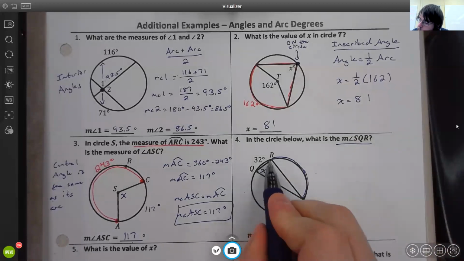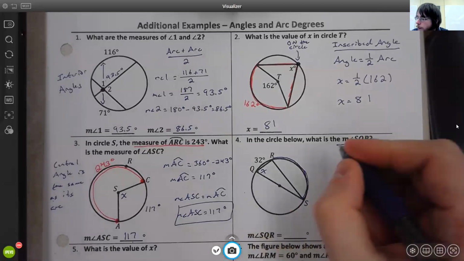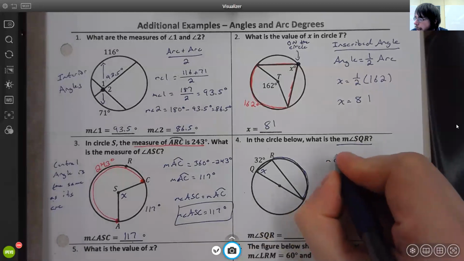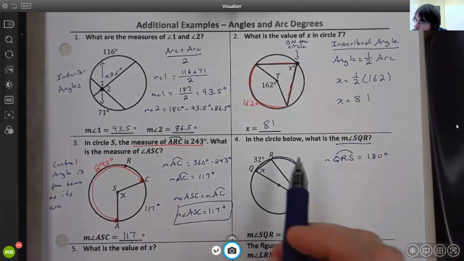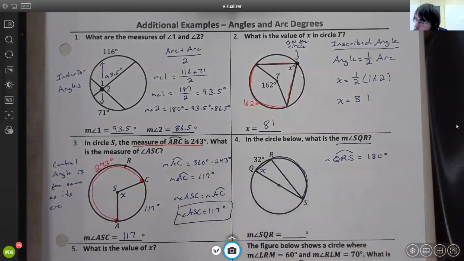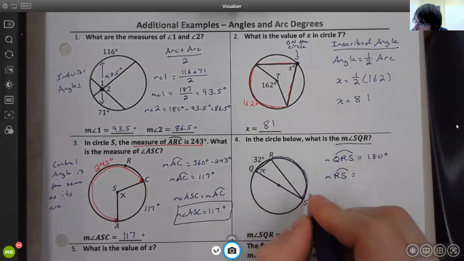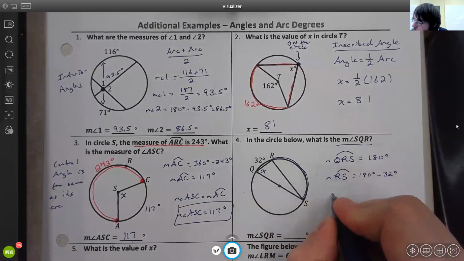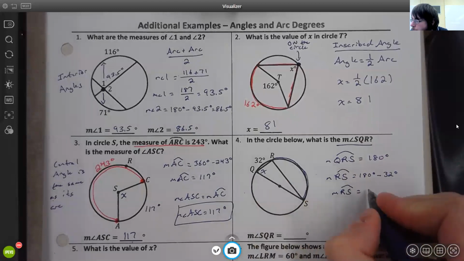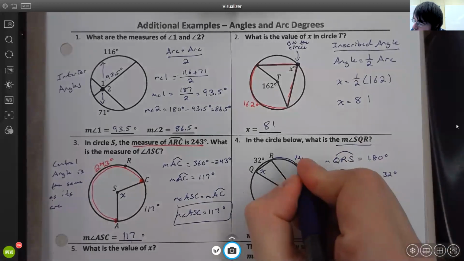So we know that Q to R to S, arc QRS, forms a semicircle. So the measure of arc QRS must be equal to 180 degrees. Well, if this whole thing is 180 and we know part of it's 32, then the measure of arc RS, from here to here, what we want to find, is 180 minus 32 degrees, which is 148 degrees. So this is 148 degrees.